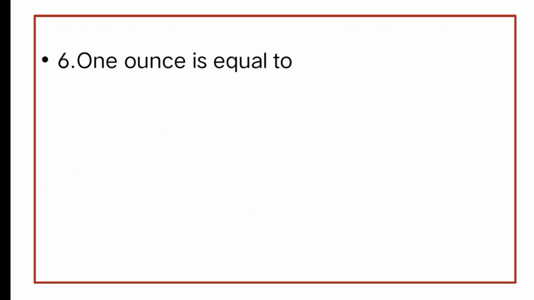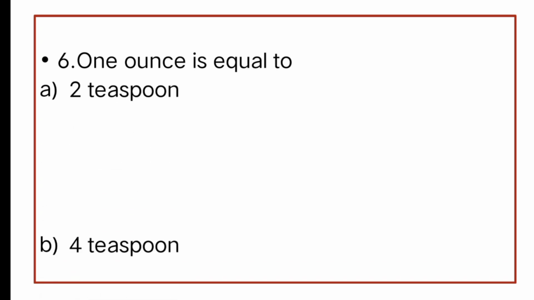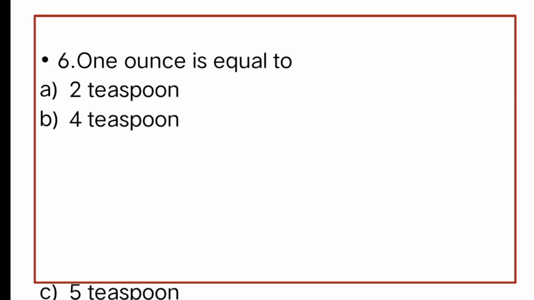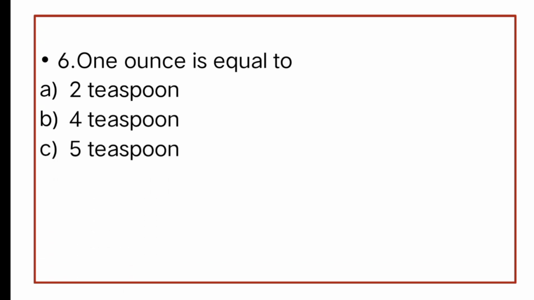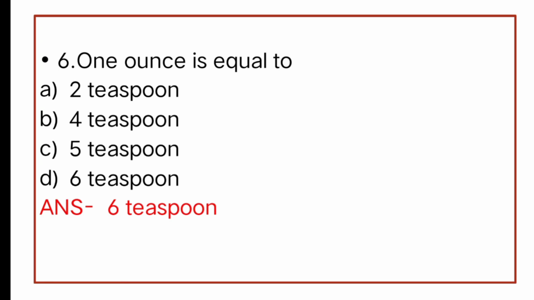Next question is, 1 ounce is equal to. Sometimes they will ask in ml and sometimes they will ask in teaspoon. So here the question is, 1 ounce is equal to: option A, 2 teaspoon; option B, 4 teaspoon; option C, 5 teaspoon; and option D, 6 teaspoon. It is a direct question. 1 ounce is equal to 6 teaspoon. So the correct answer is 6 teaspoon.